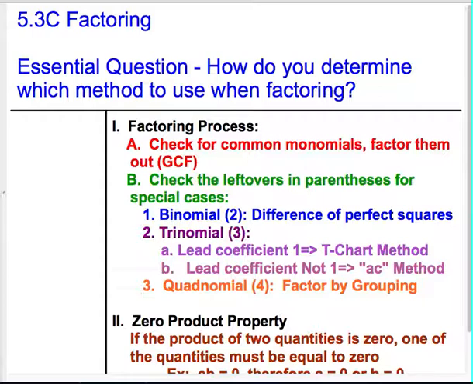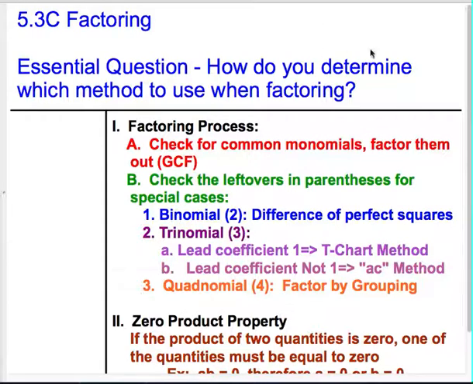If it's a binomial, check for difference of squares. If it's a trinomial and the lead coefficient is 1, use the T-chart method. If the lead coefficient is not 1, use the AC method. If what's left in the parentheses is a quadnomial, there are 4 terms, you can check for factor by grouping.